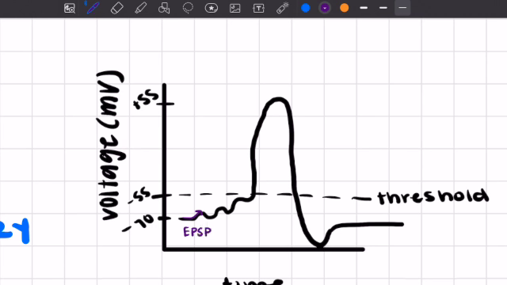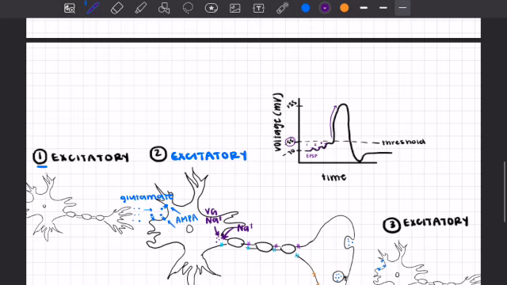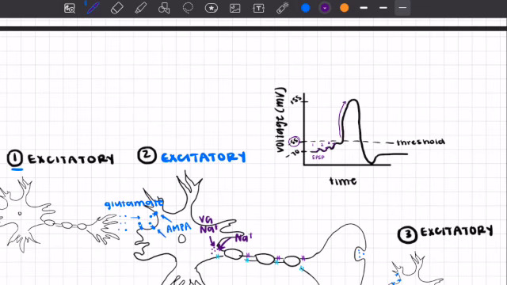In order to fire the action potential, the voltage needs to reach the threshold, which is negative 55 millivolts. Usually, multiple EPSPs are summated at the axon hillock to reach the threshold. So, once the threshold is reached, the action potential will fire. The sodium and potassium channels open. However, sodium ion channels open a lot faster than the potassium.